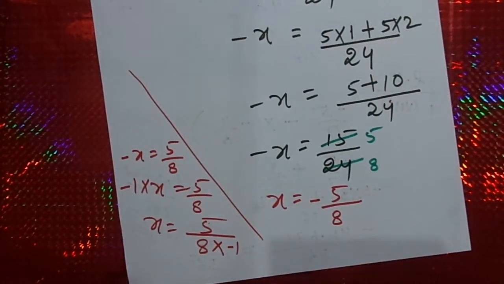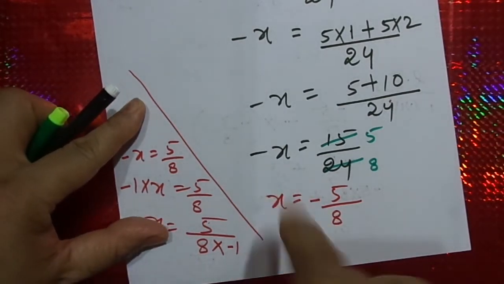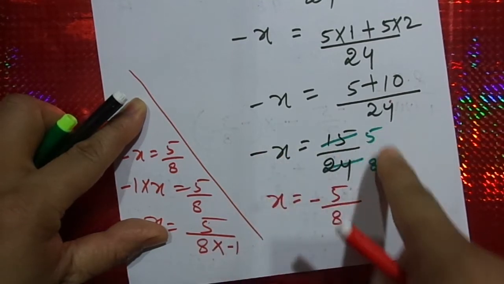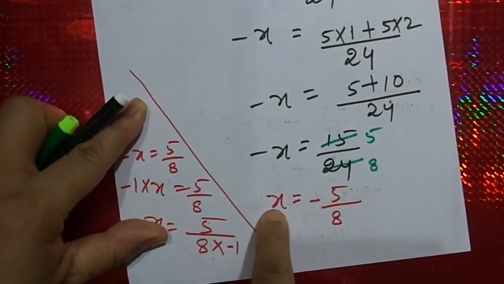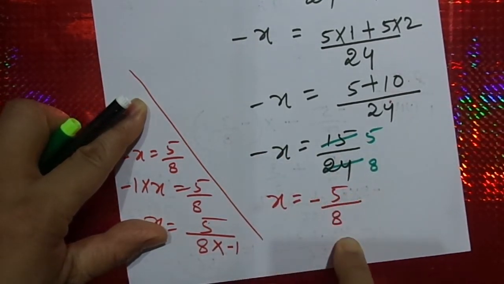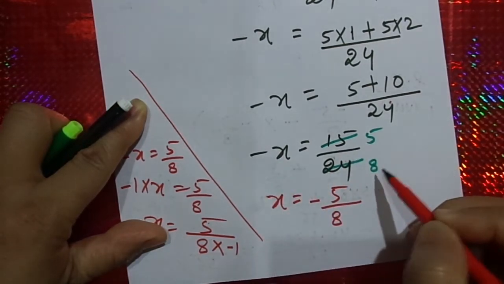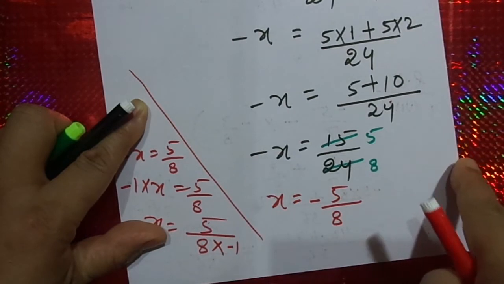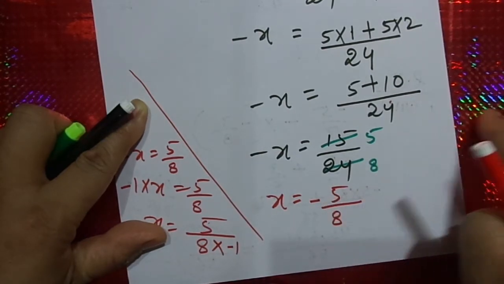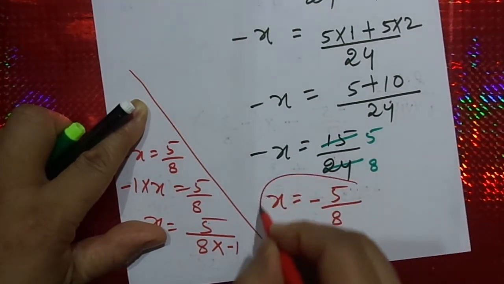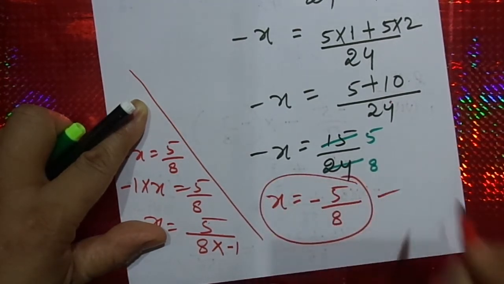That is why I clearly mention that if minus is over there, please take it to the other side. So here minus x is equal to 5 by 8, so x will be equal to minus 5 by 8. If it was minus x is equal to minus 5 by 8, then if minus would go that side, it would become minus into minus, plus 5 by 8. I hope this is clear by now.